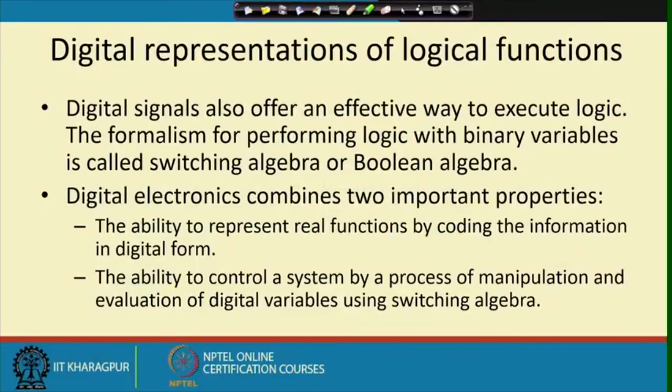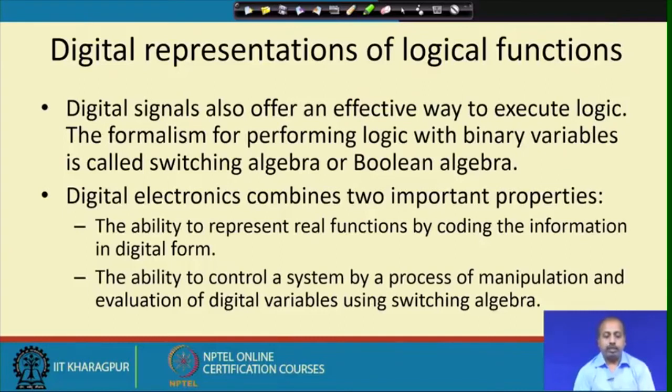So, how can we represent logical functions in digital representation? Digital signals offer an effective way to execute logic. The formalism of performing logic with binary variables is called switching algebra or Boolean algebra. When we talk about algebra, the term means that there are some values that individual variables can pick up, and I can do some operations on those values. There will be some axioms or fixed accepted norms for that particular system, and on that we can build up the total set of computations.